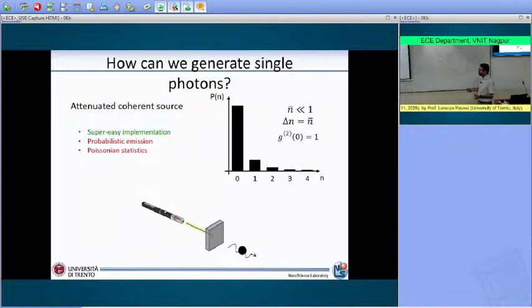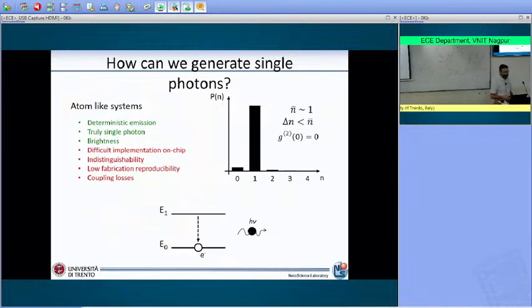This kind of statistics is called Poissonian statistics, and it is the statistics that describes the source of photons coming from a laser. It is characterized by the fact that the average number of photons is equal to the standard deviation of the photon number. Okay? So this is not good. We do use this kind of source because it's very simple to implement, but it has this caveat, this problem. So then there is another possibility.